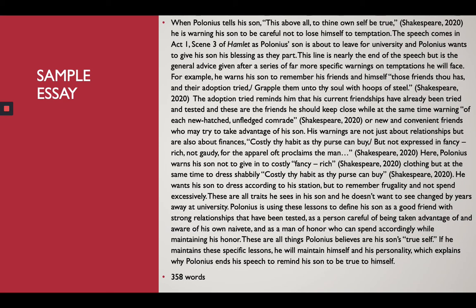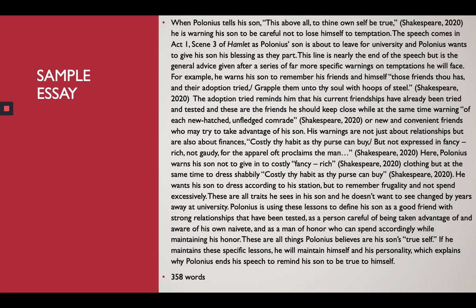He wants his son to dress according to his station, but to remember frugality and not to spend expensively. These are all traits he sees in his son, and he doesn't want to see changed by years away at university. Polonius is using these lessons to define his son as a good friend with strong relationships that have been tested, as a person careful of being taken advantage of, and aware of his own naivete, and as a man of honor who can spend accordingly while maintaining his honor.